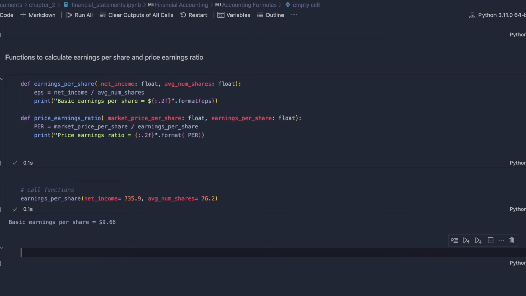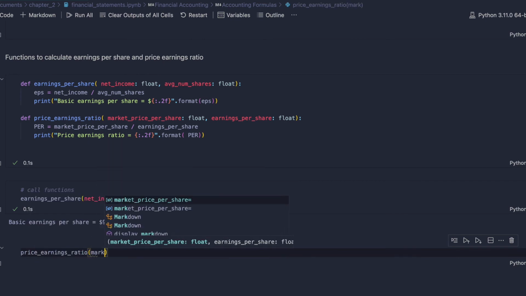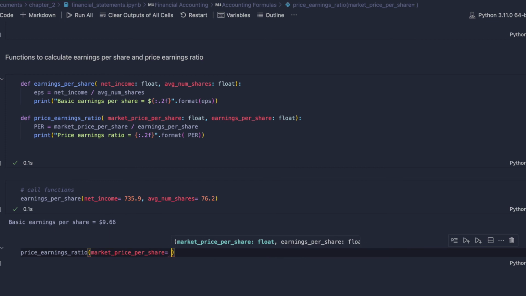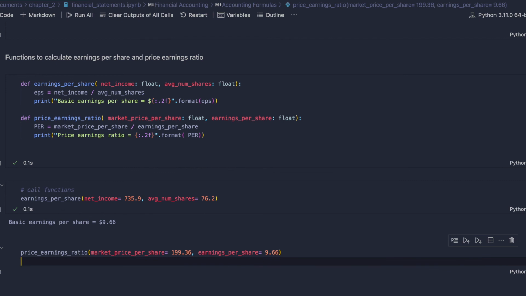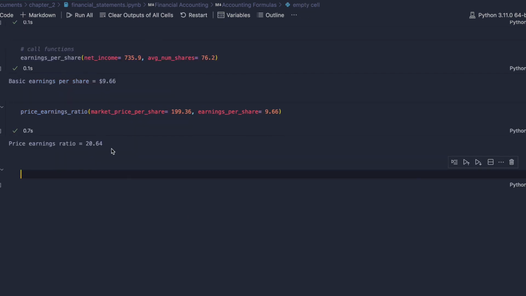Now let's call our other function, price earnings ratio. The market price per share, 199.36. And since we have earnings per share is 9.66, the price earnings ratio is 20.64.